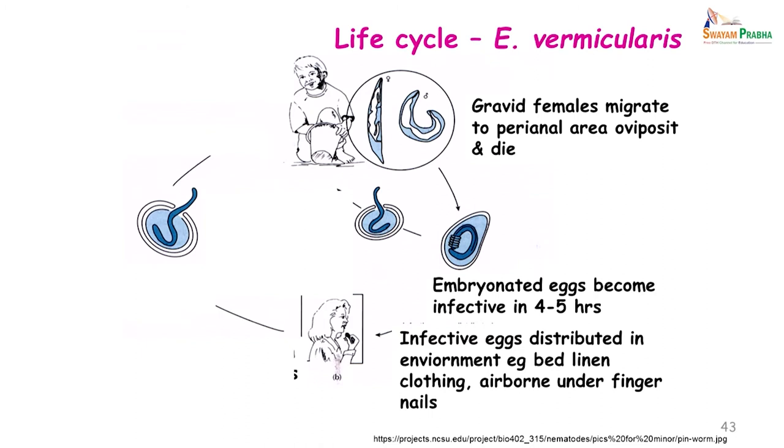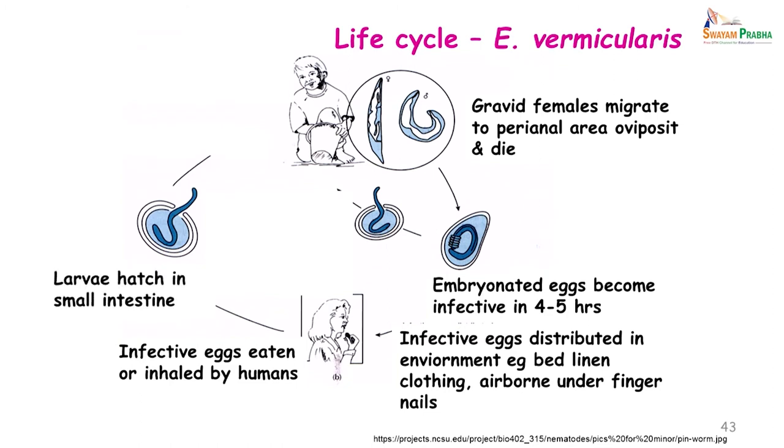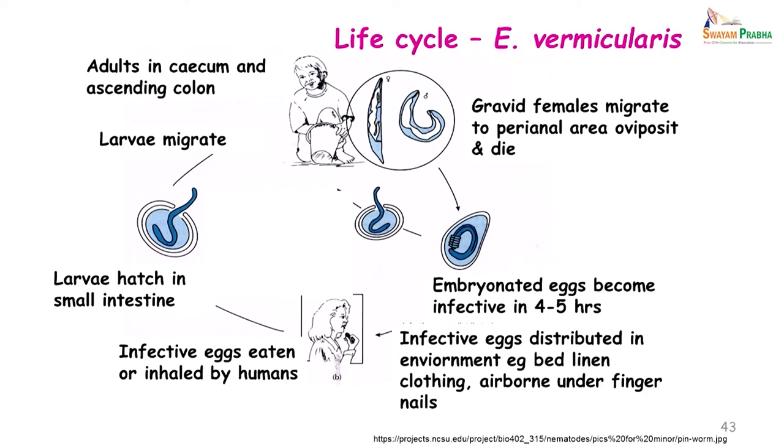All right. So now these infective eggs, which are found in the environment, may get ingested or inhaled. The larvae will hatch in the small intestine, from where they migrate, and the adults live in the cecum and the ascending colon. So, direct cycle, no problem remembering this life cycle.